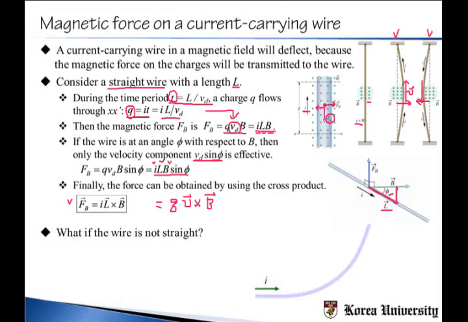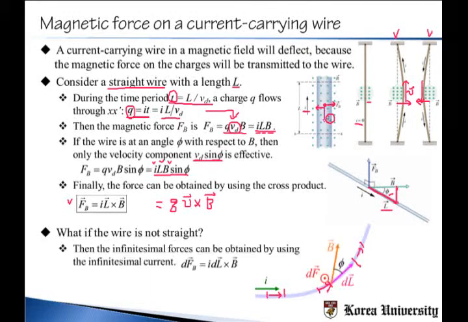And then the next question: what if the wire is not straight? Then what do you have to do? Well, if the wire is not straight, then in each section you will have a different L vector, right? Here the L vector will be going this way, here the L vector will be going that way, and here the L vector is going this way. But throughout the wire, current is the same, right? That is why the current cannot be the vector. Anyway, in this case, each piece will get some magnetic force.